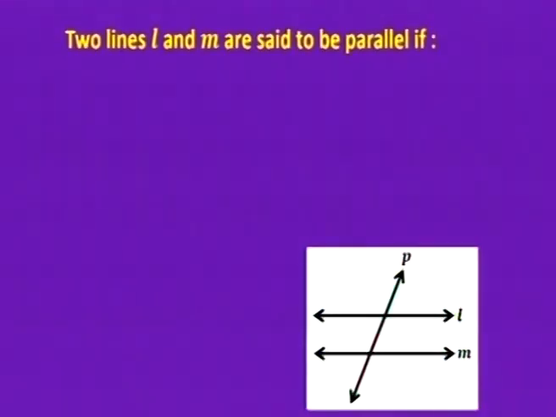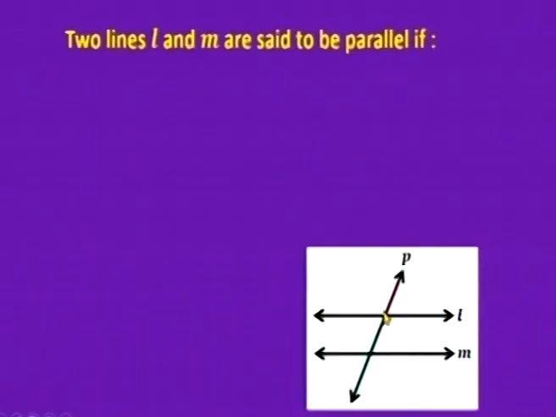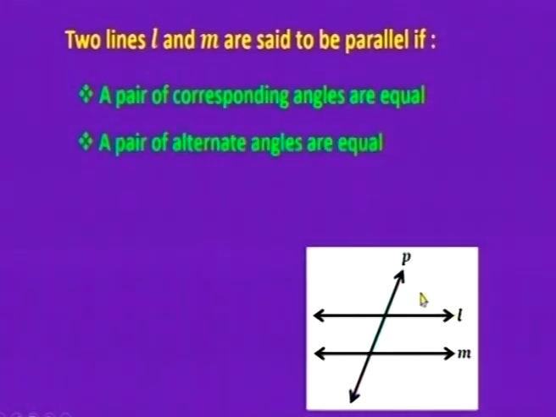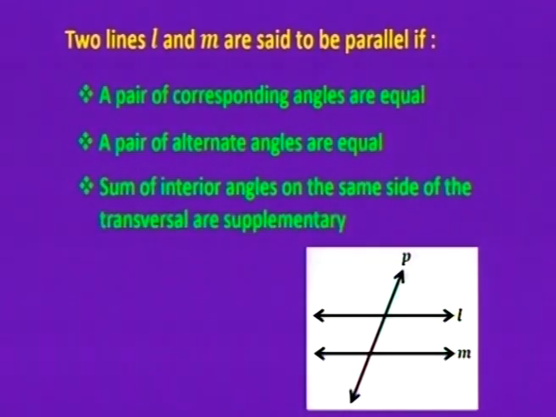Now, another important point to note down, children. Whenever two lines are there, say L and M, and P is a transversal, and if we want to prove these lines L and M as parallel, then we need to prove any one of the following conditions. That is, a pair of corresponding angles are equal, or a pair of alternate angles are equal, or the sum of interior angles on the same side of the transversal is supplementary.